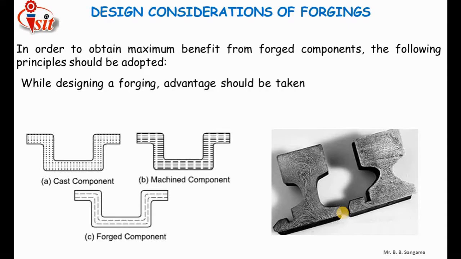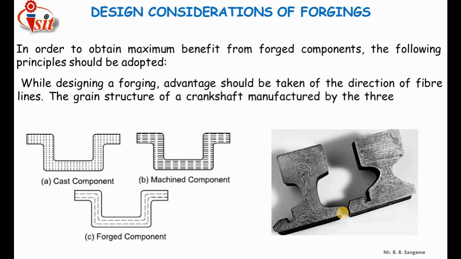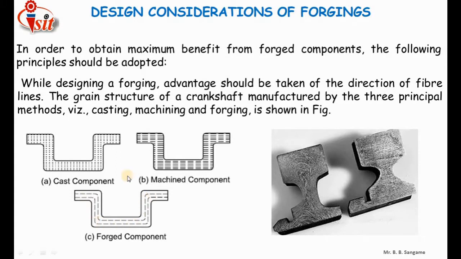While designing a forging, advantage should be taken of the direction of fiber lines. Here you can observe the fiber lines of a forged component. In this image you will observe the fiber lines of a forged component, and this is the image of fiber lines of a cast component. You will observe the continuity in the fiber lines of the forged component. So while designing a forging, advantage should be taken of the direction of fiber lines.